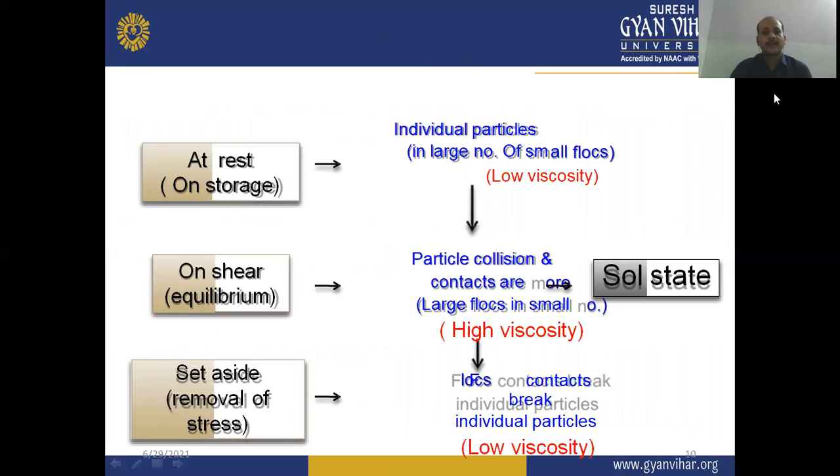So in anti-thixotropy, at resting condition on storage, individual particles in a large number of small flocks show low viscosity. On applying the rate of shear or shearing condition, particle collisions and contacts are seen, then there will be large flocks in small number, where high viscosity can be seen, and the substance is in the solid state. And on removal of stress, the contacts break again, individual particles can be seen, and again low viscosity is found in different types of materials.